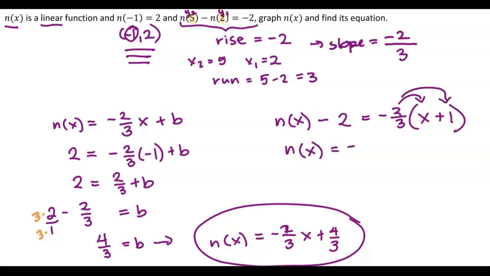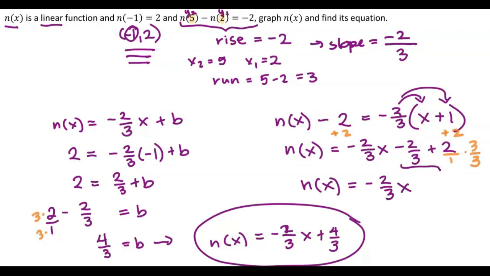I'm going to distribute the -2/3. And I'm going to go ahead in the same step and say, well, let's add 2 to both sides as well to set that equal to n of x. So I have a plus 2 over here. Just like before, I'd like to turn that into a fraction. So we're going to multiply top and bottom by 3. And I would say n of x is negative 2/3 x. And then if we combine that negative 2/3 plus 6/3, I'm getting 4/3. And that's not an equals, that's a plus.